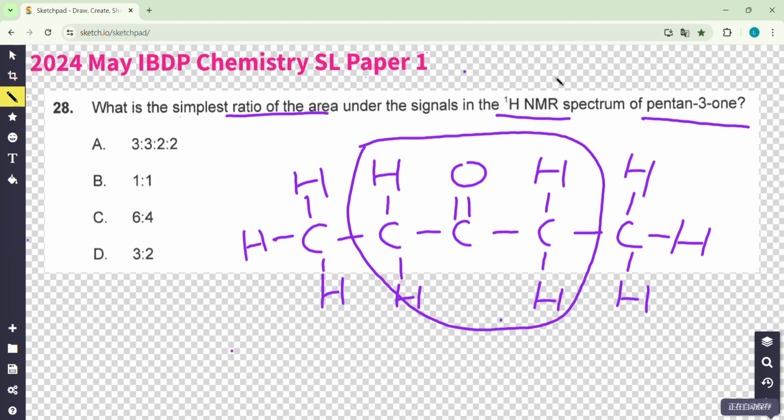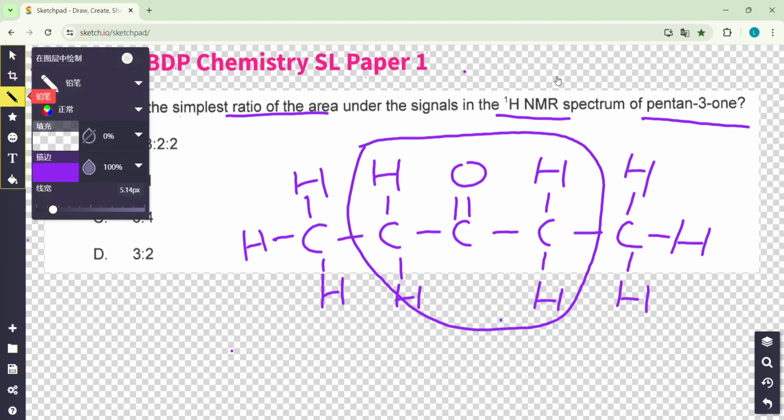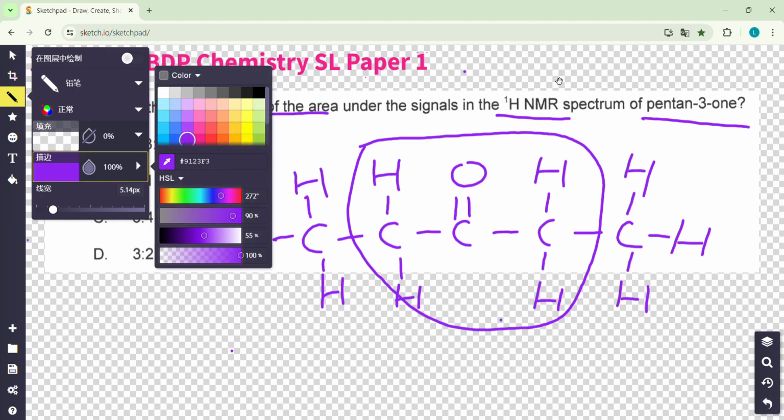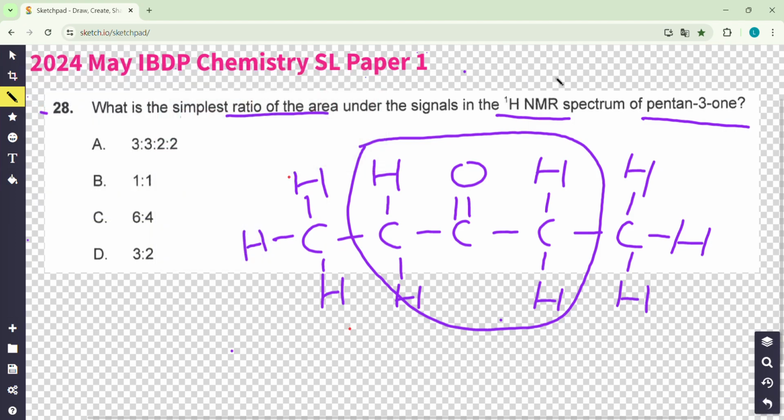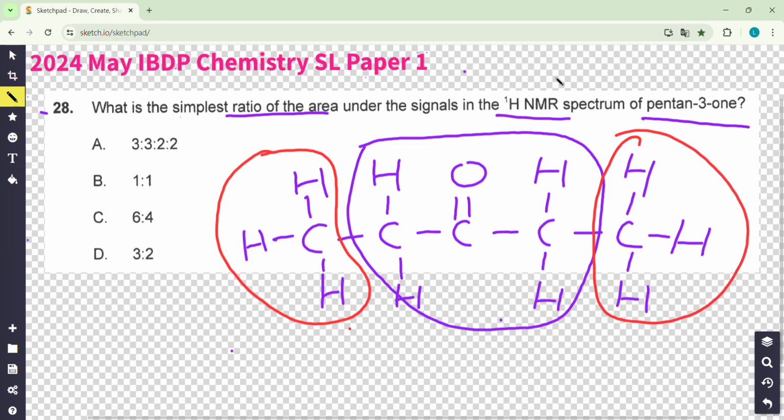Symmetry, okay. And then the other, I use the other color. The other six hydrogens, by symmetry, have the same hydrogen environment. So the area should be 4 to 6. Of course, simplified it is still 2 to 3. One environment has 4 hydrogens, the other has 6, so it should be 2 to 3 or 3 to 2, the same, okay? So the answer is D.